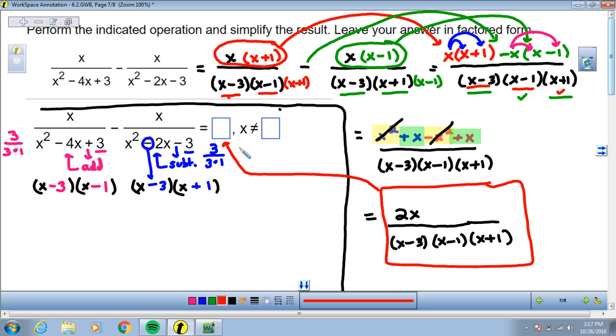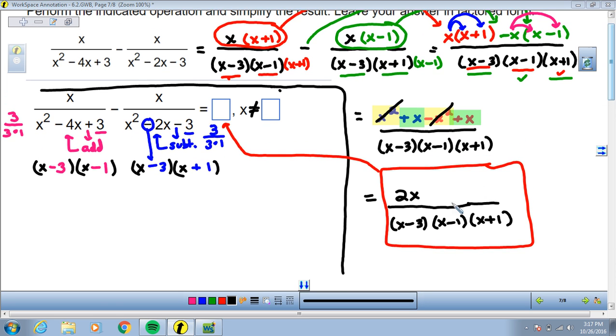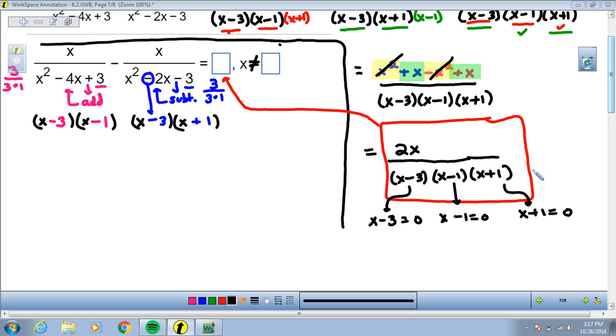We still need to find the values of x that need to be excluded. Right here means the values of x that x cannot equal to. Those will be the values that make my denominator 0. So let's go ahead and finish this problem by doing that. So solve for this denominator. X minus 3 equal to 0. X minus 1 equal to 0. And also my other denominator, x plus 1 equal to 0. Solve for x, and we're going to find the values of x that x cannot equal to.